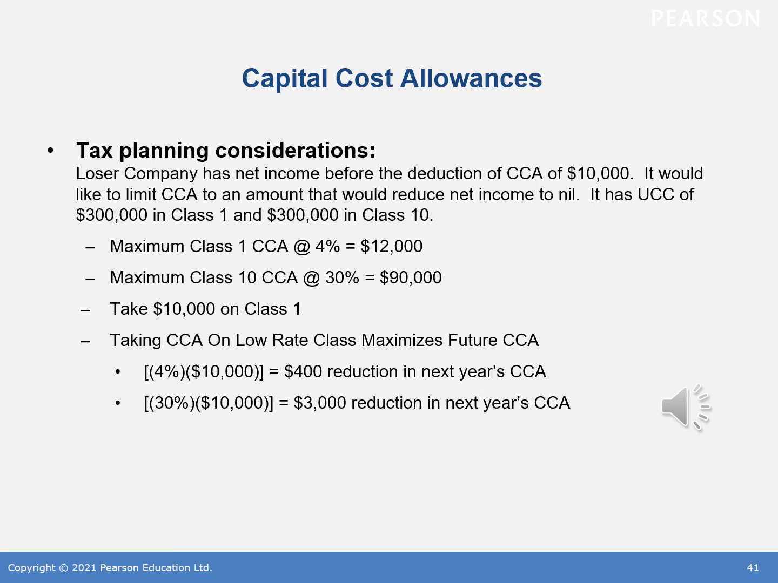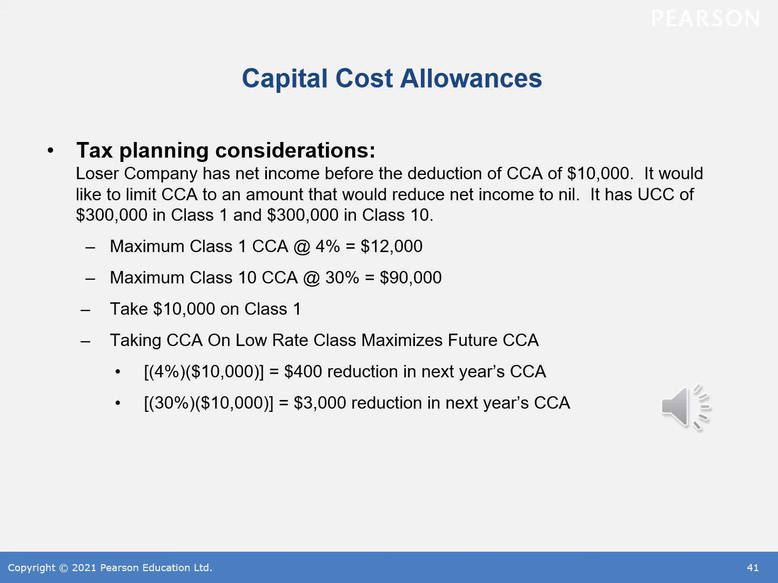One of the tax planning considerations when it comes to CCA is when you calculate CCA, that determines what your maximum allowable is, not what you have to take. So in years that you don't need all the CCA to get your net income to zero, you can actually make a decision as far as what classes you take CCA on versus not.